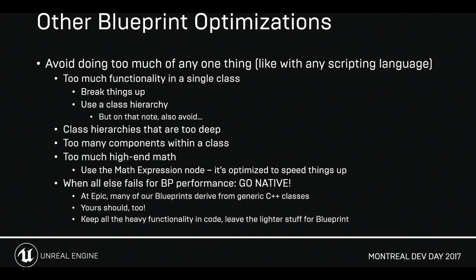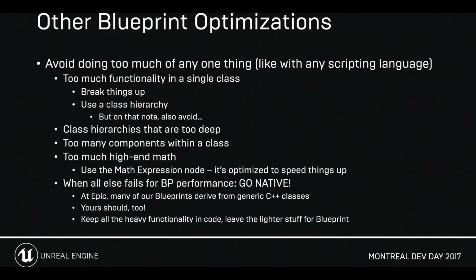Make sure you avoid class hierarchies that run too deep. Watch out for too many components within a class. It just makes those classes expensive. It makes them hard to spawn in. If they are scene components, that can actually make them hard to transform around because we've got to update all of those on every frame as well.